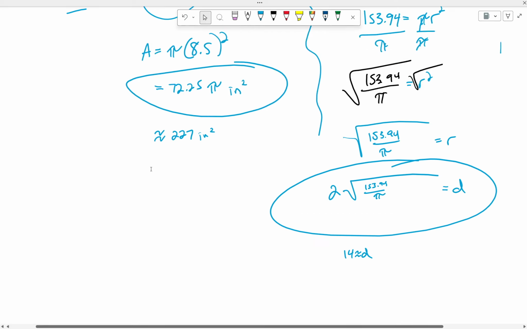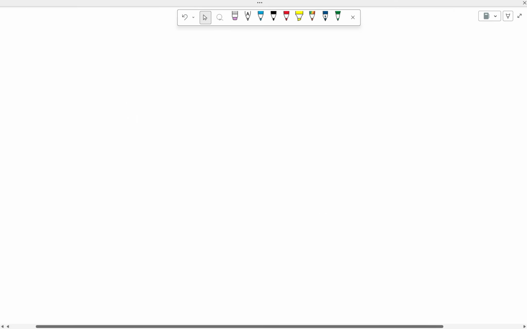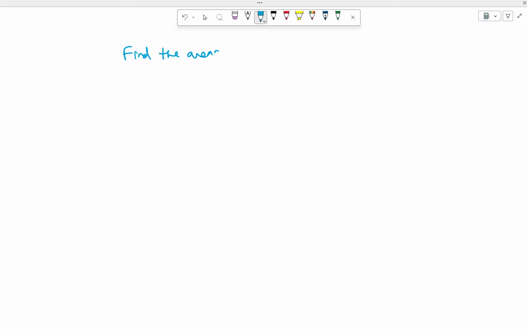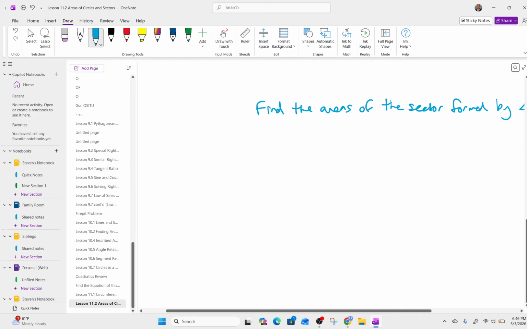Okay, a couple more examples for you guys. We're going to do composite area. We're going to find the area of the sector formed by angle PSQ. And here's what this figure looks like.